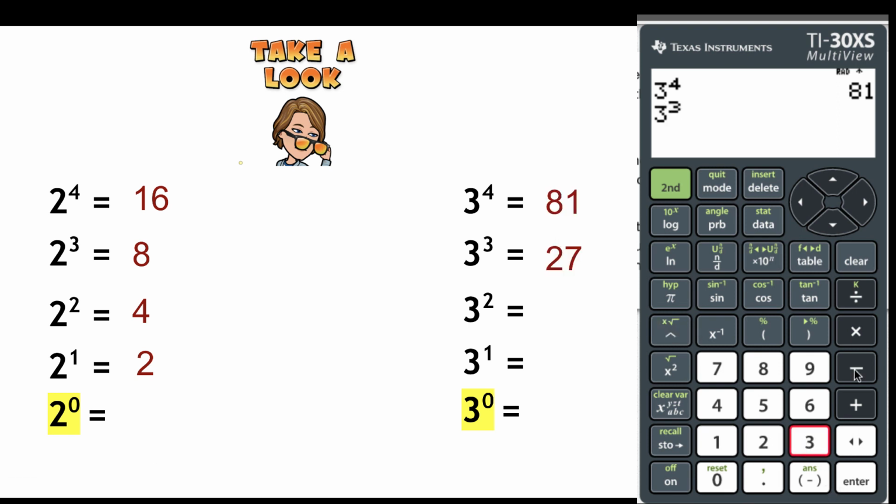Or you can do 3 times 3 times 3, 27. 3 to the 2nd power, oh, we know that one, 9. 3 to the 1st power, don't let it fool you, 3. How about 3 to the 0 power? What? How is it 1? I feel like it should be 0, right? You might be thinking the same thing.